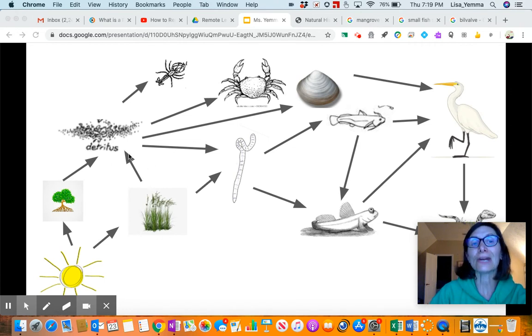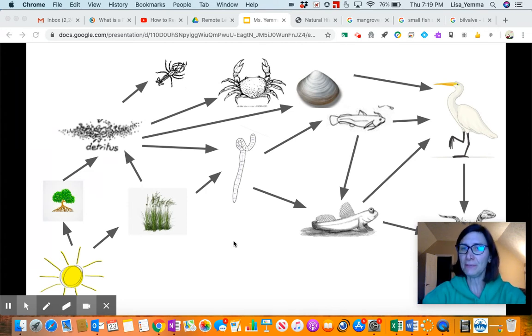The rotting grass. So this detritus is from rotting grass, rotting trees. It's also from rotting animals. Like, these arrows could go everywhere. And part of what I want you to experience is how complicated the relationships are in ecosystems when it comes to energy flow. Food webs represent the energy flow in an ecosystem.